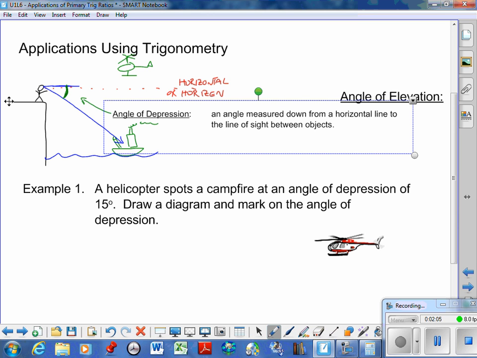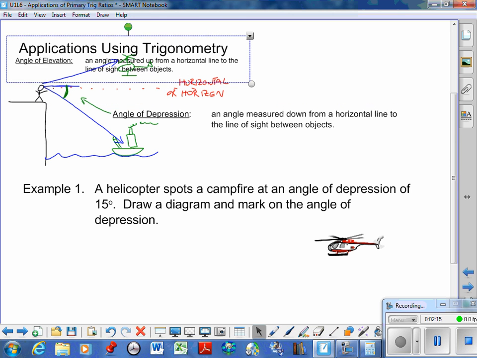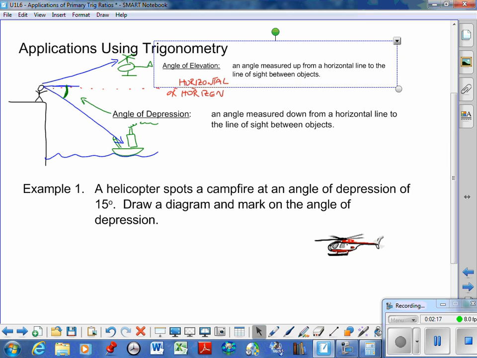If I was to look up at the helicopter, that really cool military helicopter that I've drawn, we are looking at what we call an angle of elevation. Get smaller, there we go. So angle of elevation, and I'll draw that line in there. So here's our angle of elevation. That means you're looking up, an angle measured from the horizontal line to the line of sight between objects. So that's the difference between the two. Look up, look down. And that is the terminology.